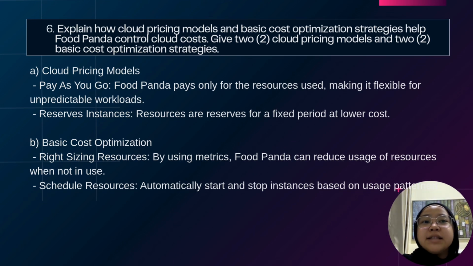For basic cost optimization, first, Foodpanda uses right-sizing of resources. By this, Foodpanda can reduce resource usage when not in use. Second, scheduling resources. Foodpanda automatically starts and stops instances based on usage patterns, and also based on the pattern of users when using Foodpanda. That's all for me.